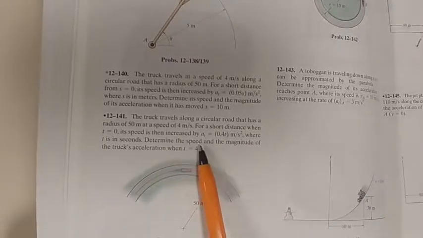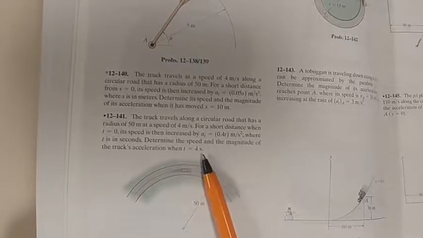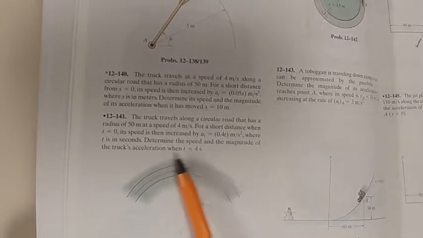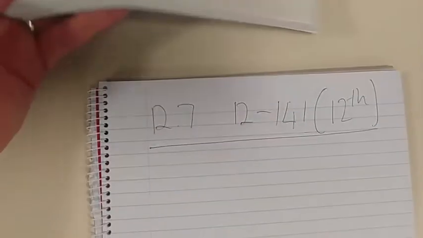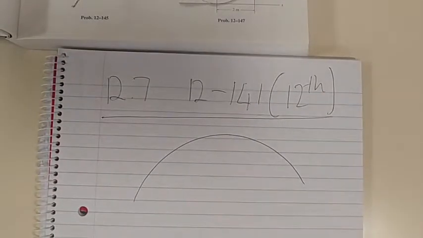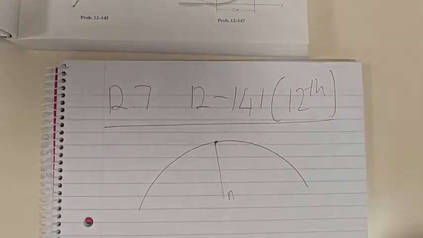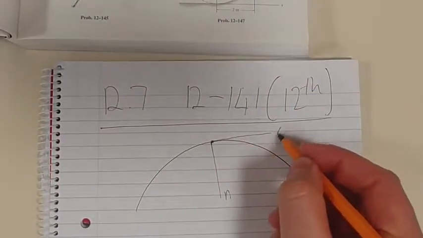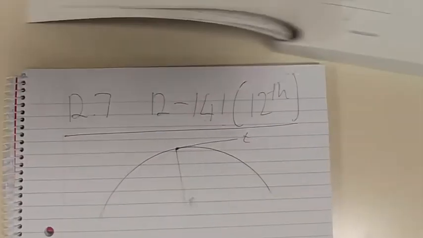Determine the speed and the magnitude of the truck's acceleration when t equals 4 seconds. So this is 12-141 in the 12th edition. Let's have a look at this problem. We've got curvilinear motion, so we should just set up this problem. Perhaps the best way to deal with this is using our normal and tangential components.